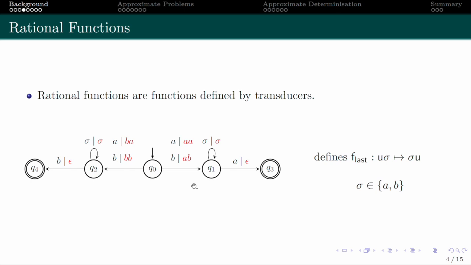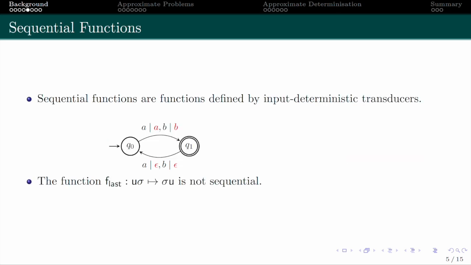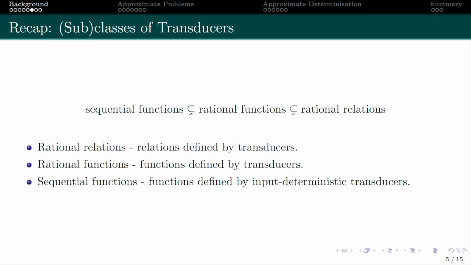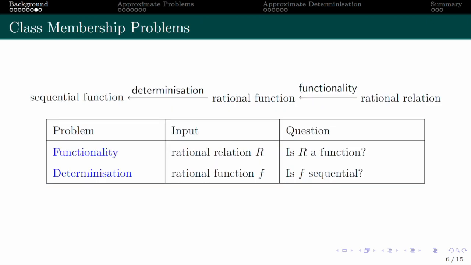In fact, functions defined by input deterministic transducers are called sequential functions. In the previous example, the function f_last is not sequential, since intuitively, guessing the last letter was actually necessary. So, a quick recap: sequential functions are a strict subset of rational functions, which are a strict subset of rational relations. Now I recall the class membership problems, which are functionality and determinization.